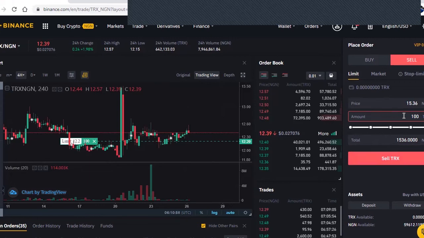All right, so that's about that. Just put in the amount of Tron that you want to sell, 100, and you click sell, and it will be filled. So that's about limit.